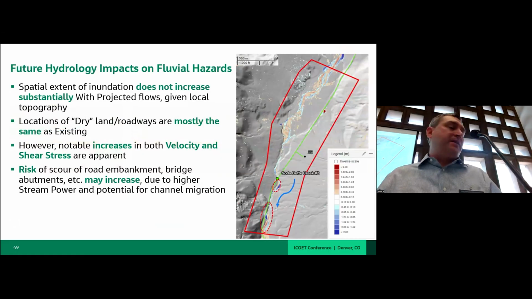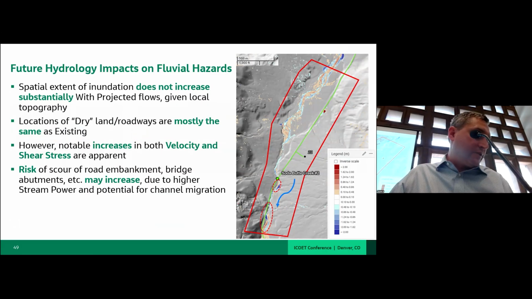So, big picture takeaways for this. We can see earlier on that the spatial extent of inundation does not substantially increase. Flow depths aren't that dramatic when you're looking at a reach-wide scale. So the locations of dry land that's not inundated during a flood event, between existing and future conditions, remain mostly the same. However, we see increases in velocity and shear stress, which leads to increased risk of scour along the road and bridge abutments, and that could lead to channel migration or loss of infrastructure.